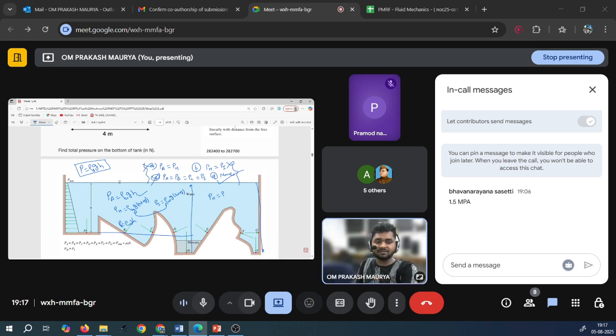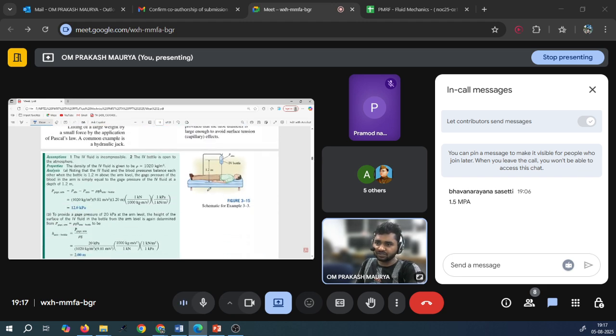So remember how you calculate these things: the hydrostatic pressure, where density matters and height matters. Remember, this is a function of your density and height. Remember always the hydrostatic pressure. So now let us move on to the next question.